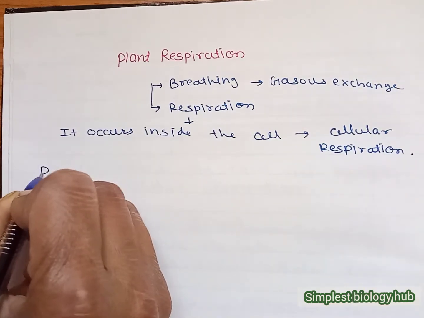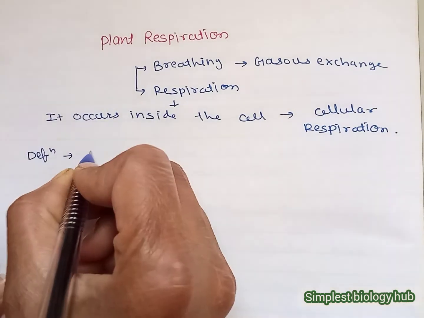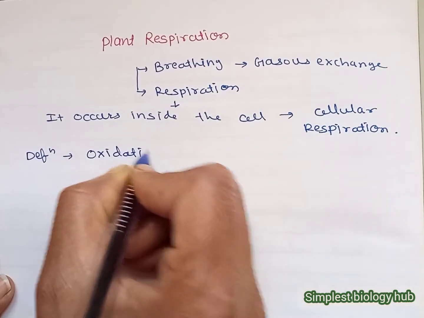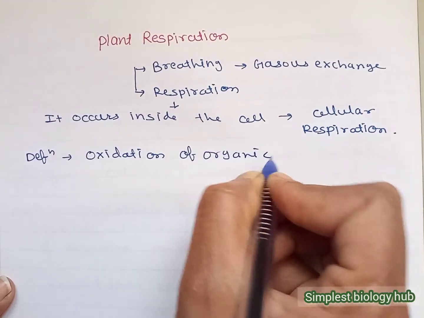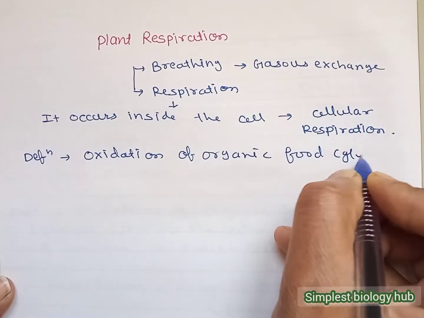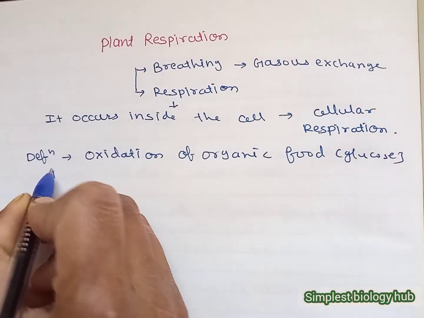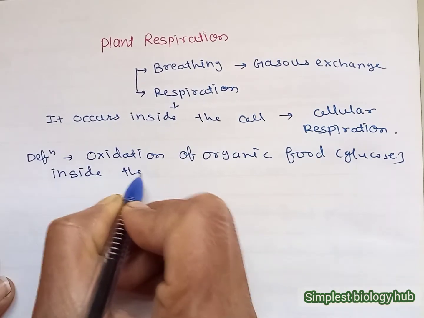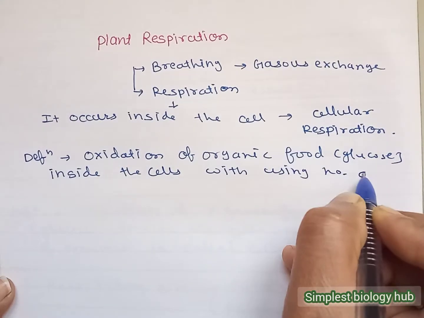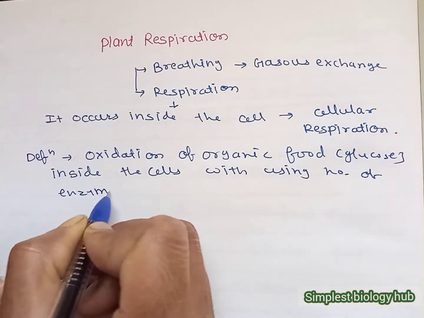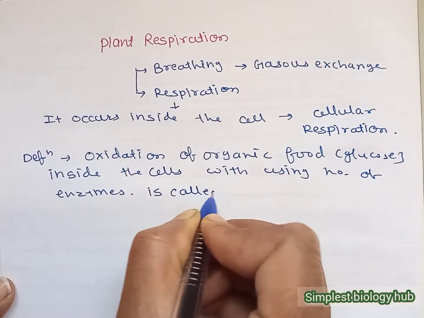Now we talk about the perfect definition of respiration. It is an oxidation process. Oxidation means breaking down of the glucose molecule or organic food. Organic food is in the form of glucose. In the presence of oxygen, we break down the glucose molecule inside the cell with the use of a number of enzymes. It means lots of enzymes are essential for that process. It's called cellular respiration.